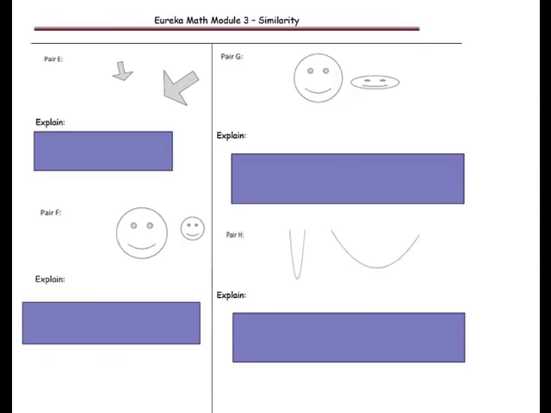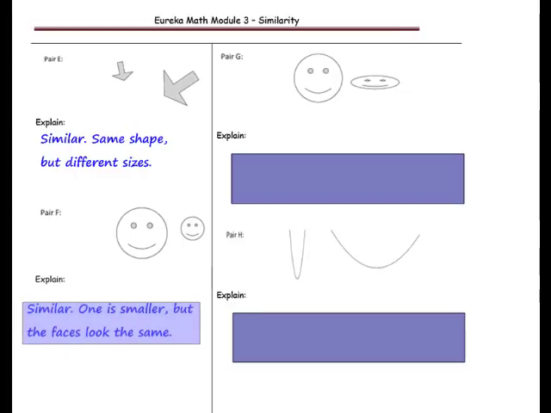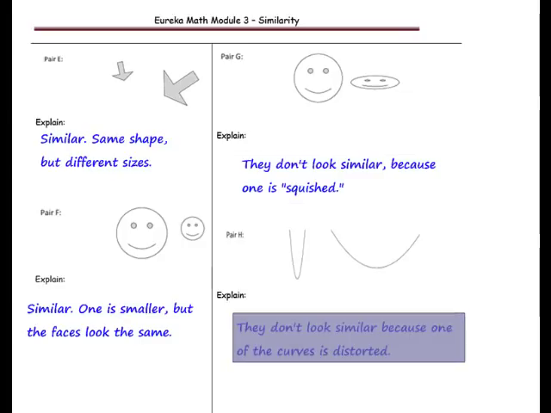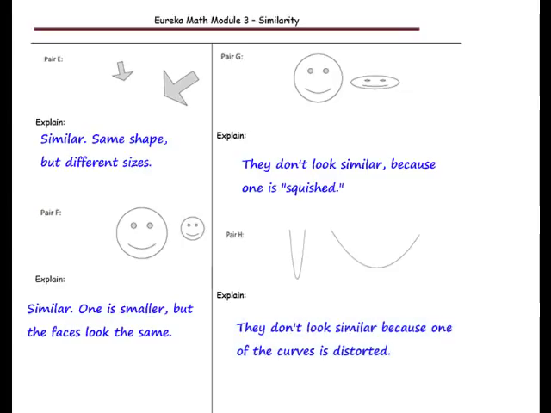On the next page, pause the video and answer whether you think these are similar or not and your reasoning. Then resume the video to check your answers. Pair E appear to be similar. They're the same shape but different sizes. Pair F appear to be similar. One is smaller, but the faces look the same. Pair G, they don't look similar. One of them is squished. And pair H, they don't look similar because one of the curves is distorted.